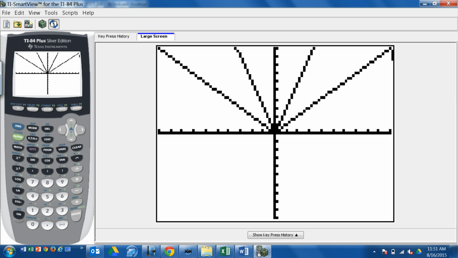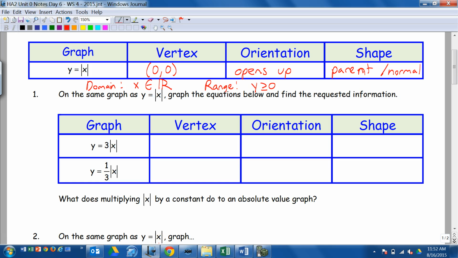So if we look, now it looks like it's skinnier. The reason why it's skinnier is we just multiplied all the y values by 3, which ended up pulling it up closer or higher faster. So we'll deal with that with the shape. Vertex is still at 0, 0. That has not changed. Orientation is still up, but the shape is now stretched vertically.